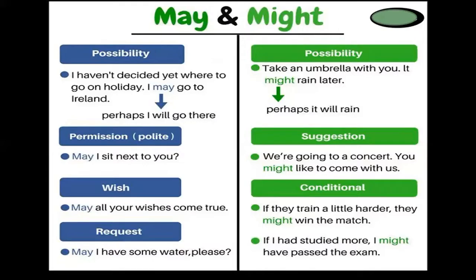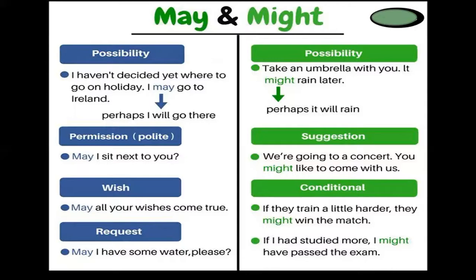I haven't decided yet where to go on holiday. I may go to Ireland. It means there are many places in your mind where to go, but you have not decided which place you want to go to. So I'm using may here. Take an umbrella with you, it might rain later. So perhaps it will rain, meaning there is some possibility of rain, but it's not sure.